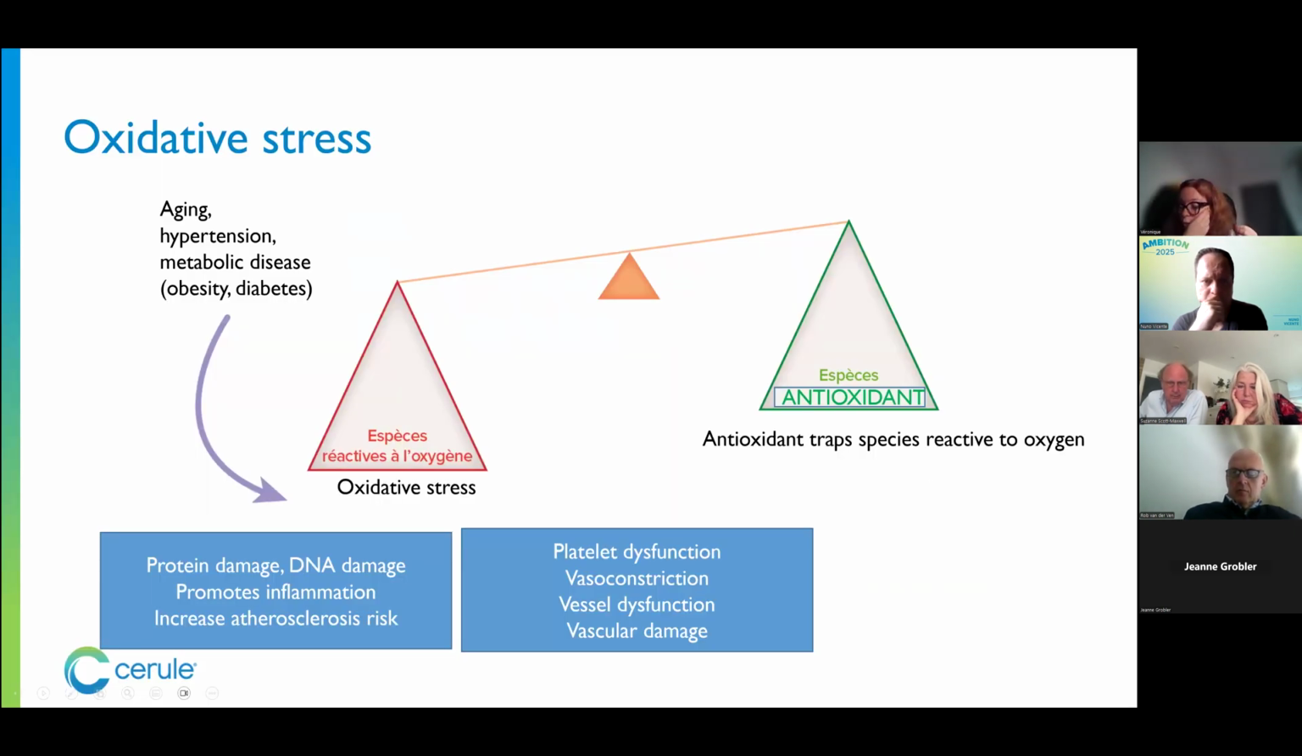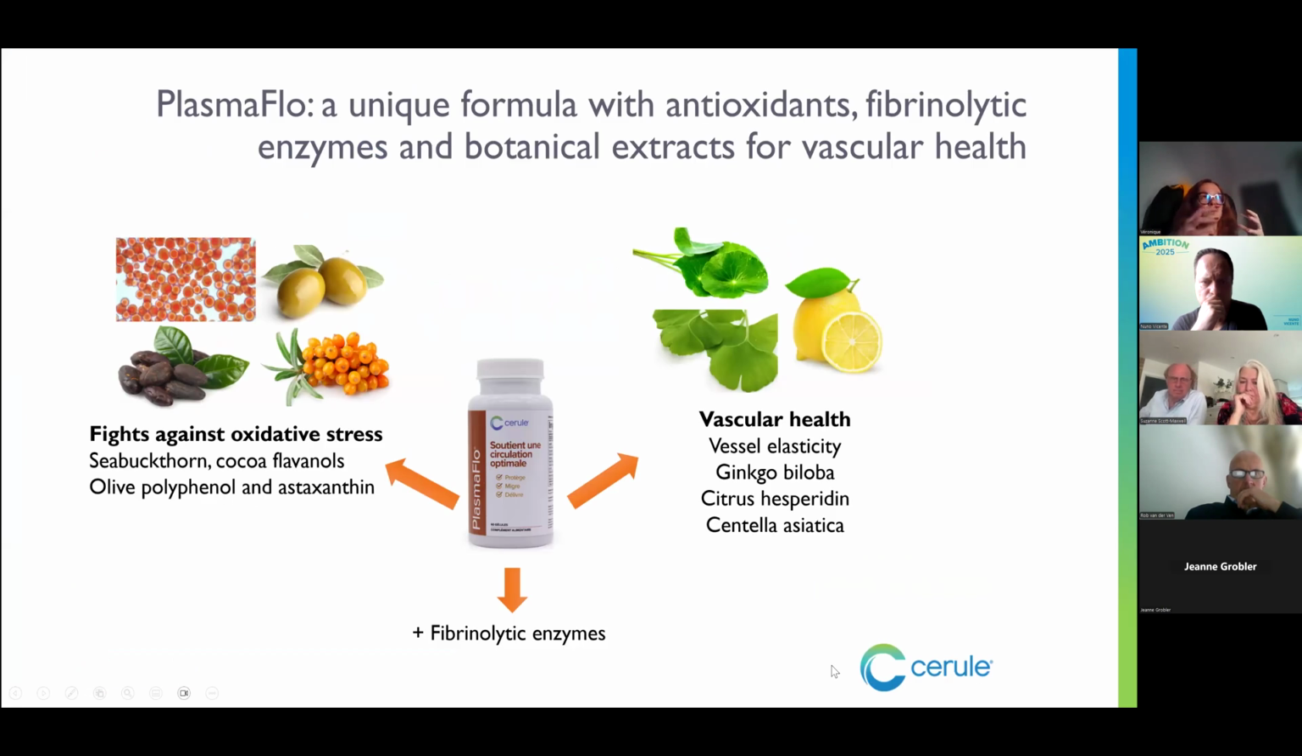supplementation. We know that oxidative stress will increase with aging, with hypertension, with metabolic disease, and is also present with Alzheimer's and Parkinson's disease. It will trigger, as we know, mitochondrial dysfunction, promote inflammation, trigger DNA damage, protein damage, and also vascular damage. And so the strategy here is really to decrease this oxidative stress with supplementation in antioxidants.